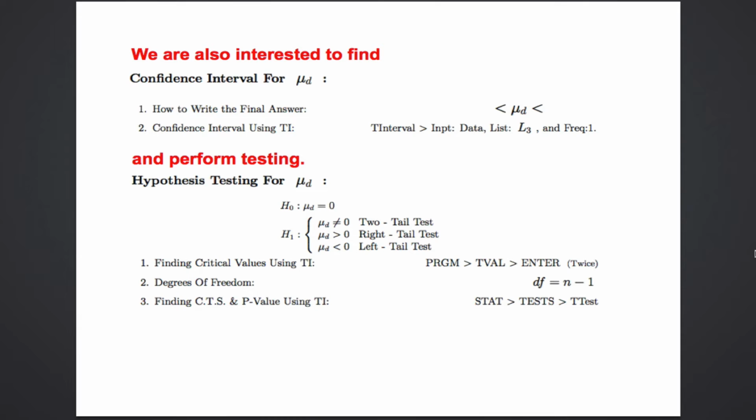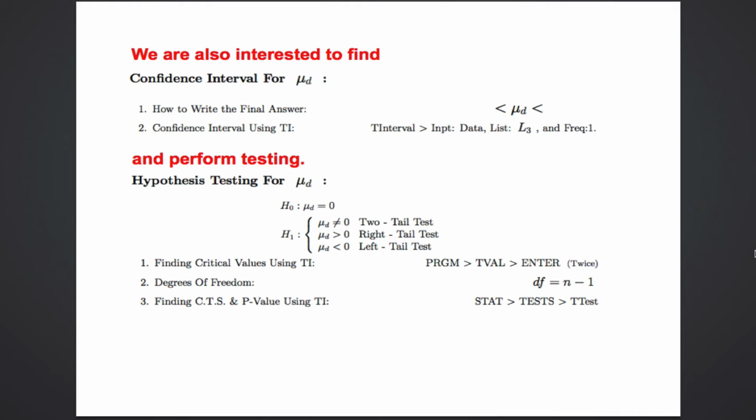When it comes to hypothesis testing, your null hypothesis will be mu d equal to 0, and your alternative hypothesis would be mu d not equal to 0 for a two-tailed test, mu d greater than 0 for the right-tailed test, and mu d less than 0 for a left-tailed test.